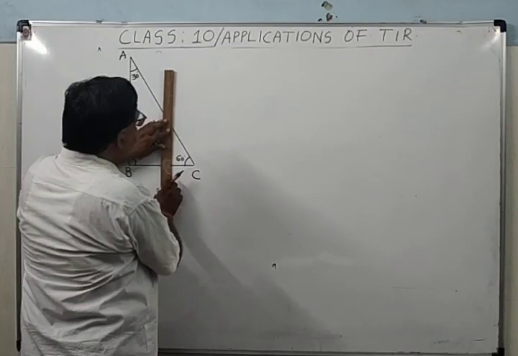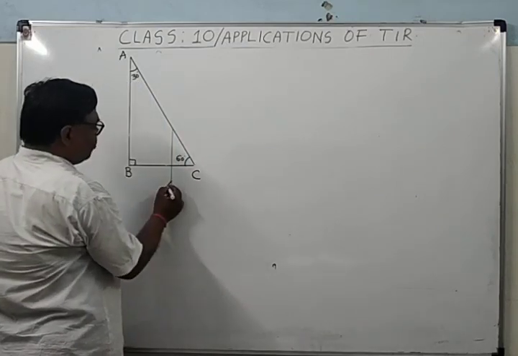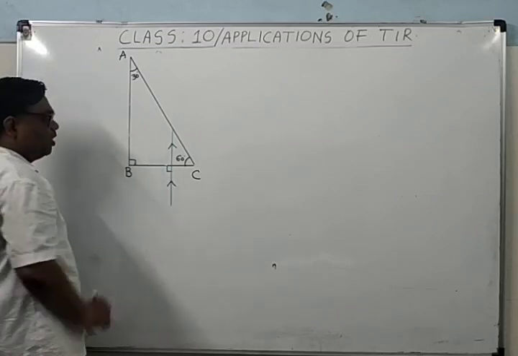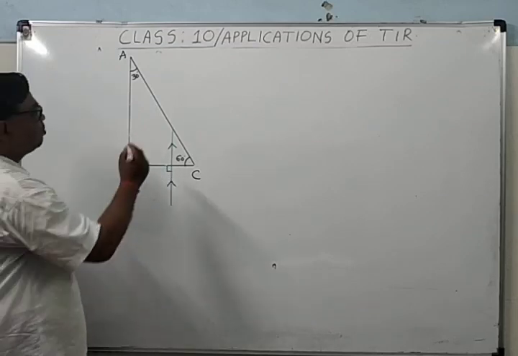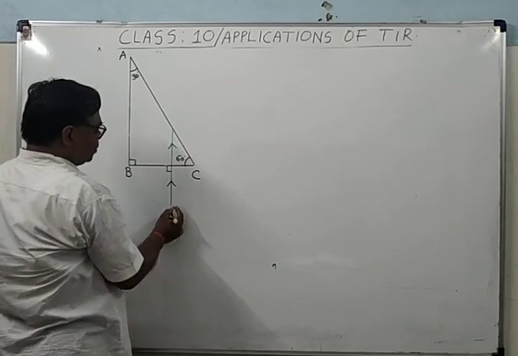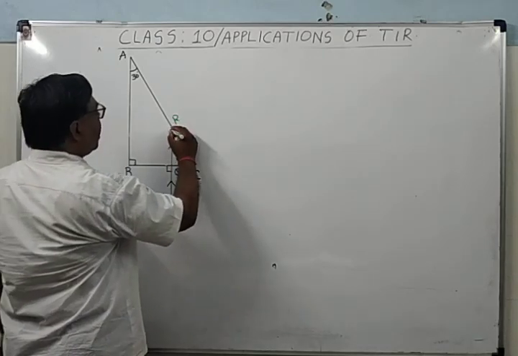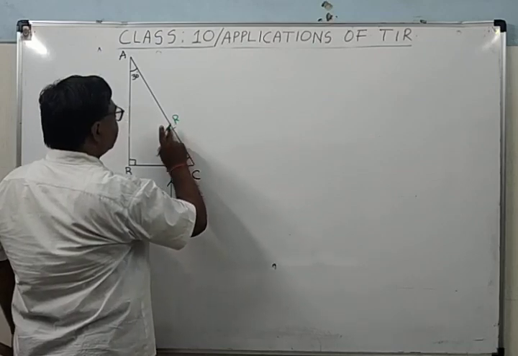It will pass undeviated. There will be no deviation. Why? Because it is falling perpendicular. At this point, you draw the normal. This you can name P, Q, R. At the point R, you draw the normal.